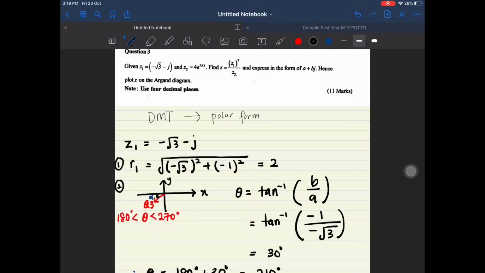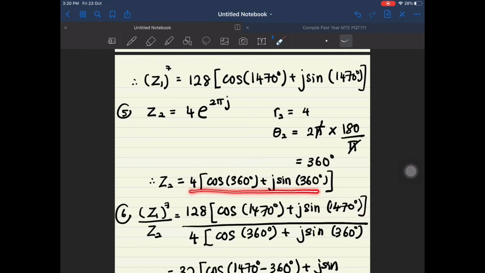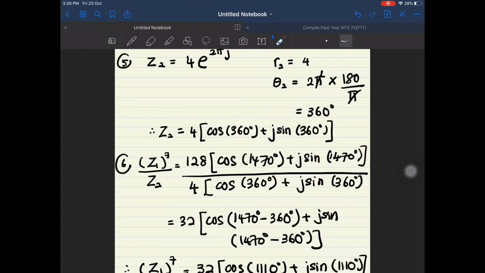There is another way to solve this problem. As you can see here, the question asks you to express the final answer in the form of a plus bj. So another way of doing it is by changing this one into the general form of a complex number a plus bj. So a is 128 cos 1470, and for you to get your b, it is 128 sine 1470, so that the answer is in the general form of a complex number. And the same goes for this one. Let it be in the general form so you can perform the operation, but if you are using that alternative, you need to use the conjugate.